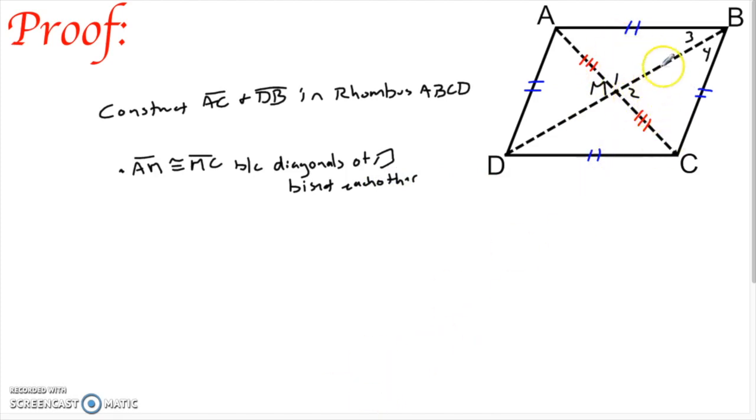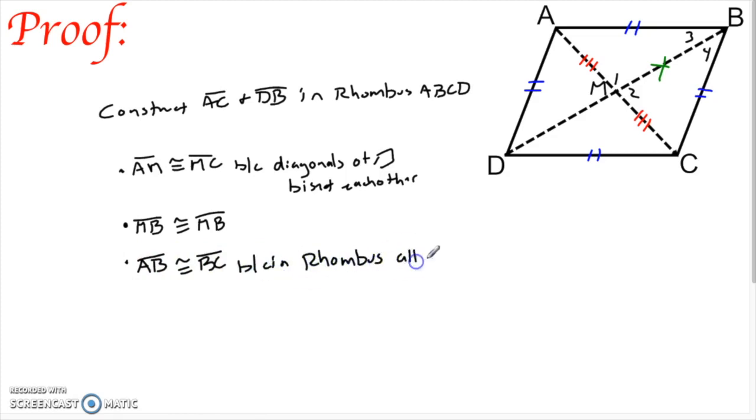Well, they share a side, don't they? So MB right there is in each of those triangles. So we have MB congruent to itself by reflexive. And from the very definition of the rhombus, don't we have AB congruent to BC? Right? So AB is congruent to BC because in a rhombus, all the sides are congruent. So what does that give us on these 2 triangles? We've already got side, side, side, don't we? Triangle ABM is congruent to triangle, let's see, CBM by side, side, side.